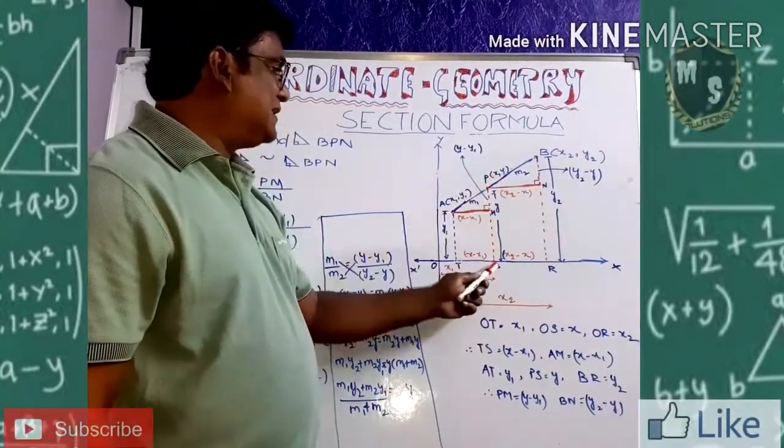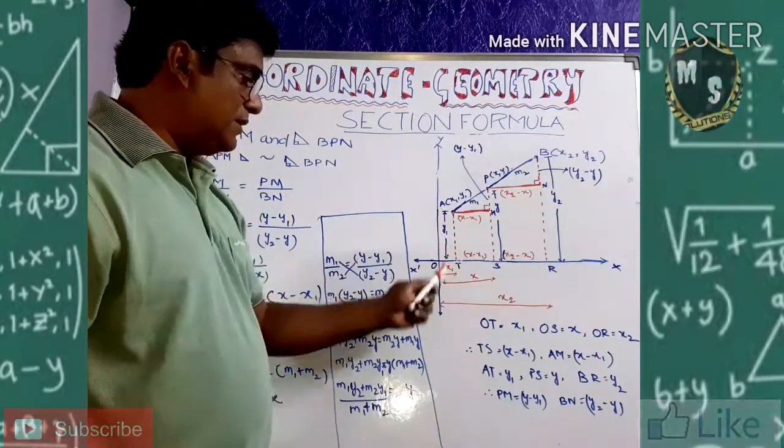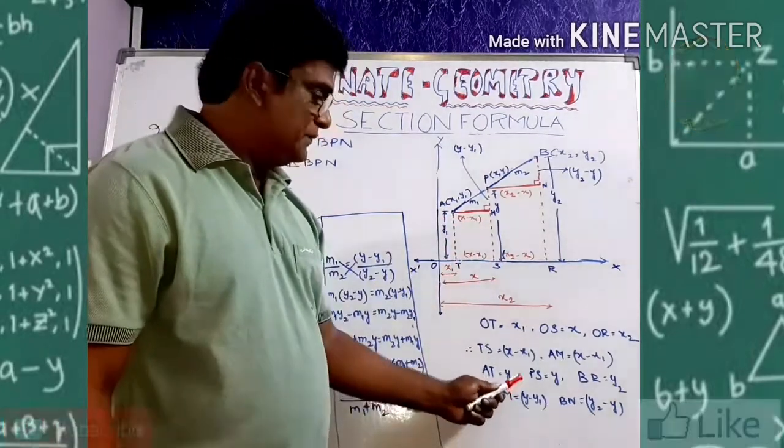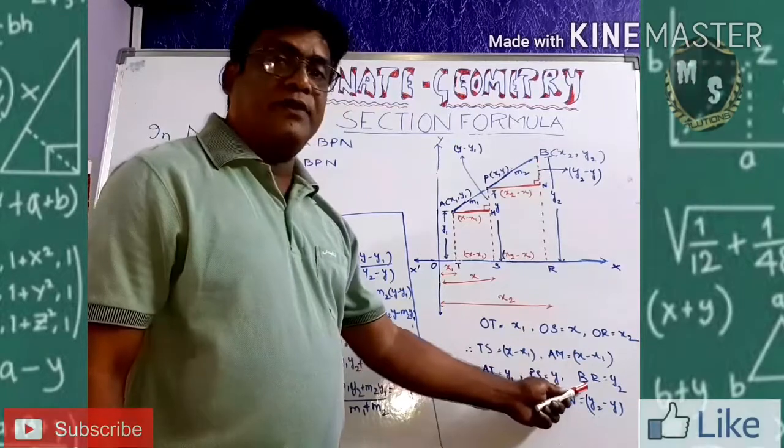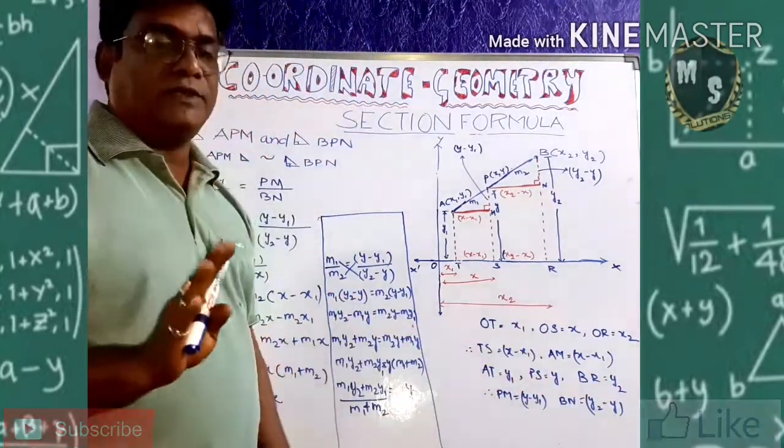P to S is y, and A to T is y1. I wrote here, A to T is y1, P to S is y, and B to R is y2. So like that you have to mention the measurements.